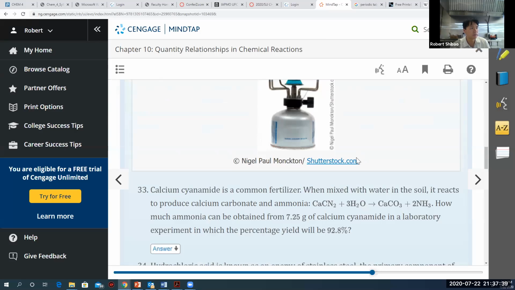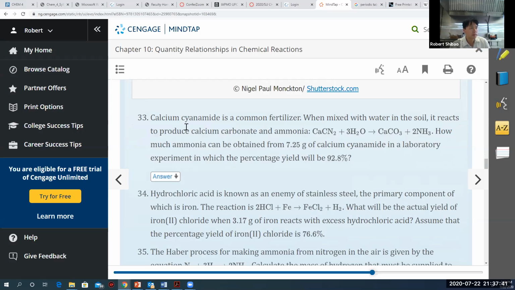Butane, skip that. Calcium cyanamide is a common fertilizer. When mixed with water in the soil, it reacts to produce calcium carbonate and ammonia. The ammonia is the fertilizer part. The cyanamide looks like cyanide, but it's not. It's CN with two nitrogens, not two cyanides, and water. There's some redox reaction happening here to form some ammonia, I think. Or no, maybe there's no redox reaction. Maybe this is acid base. Let's take a look at this in more detail here.